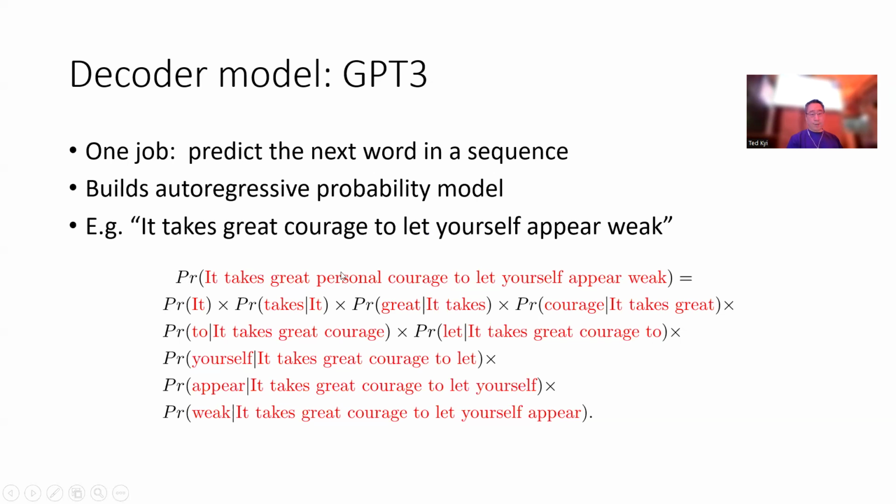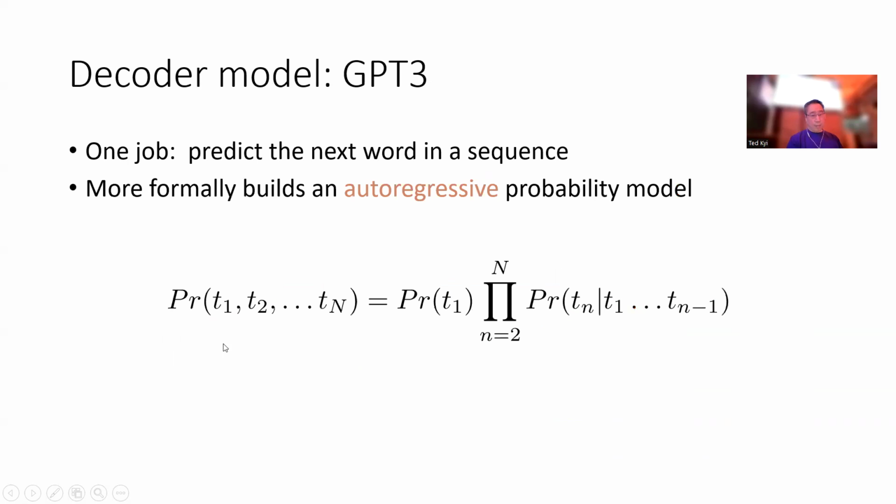For the sentence "it takes great personal courage..." to predict the next word, you can take the probability of the first word being "it," then the probability that the next word is "takes" given that the first word was "it," then the next conditional probability, and so on and so forth. If you write this out mathematically, you get this product in pi notation. Not super important, but when people talk about something being autoregressive, basically what it means is that everything depends on the things that came before it.